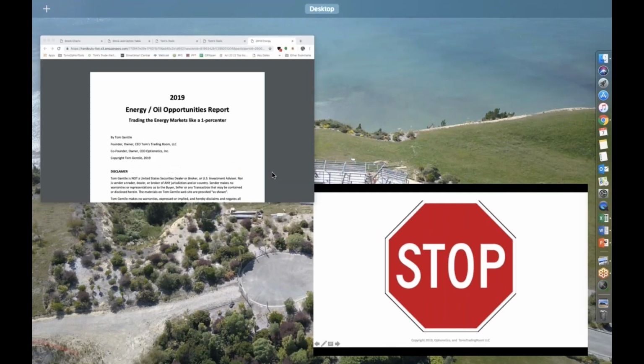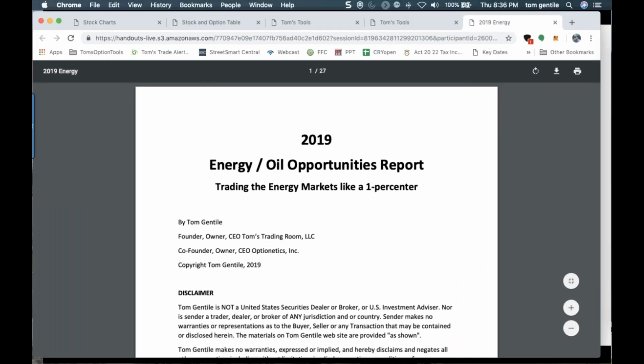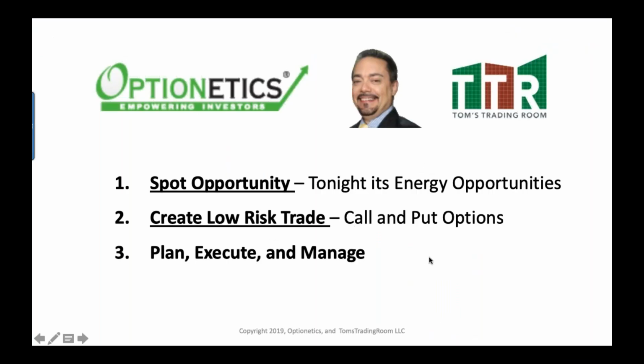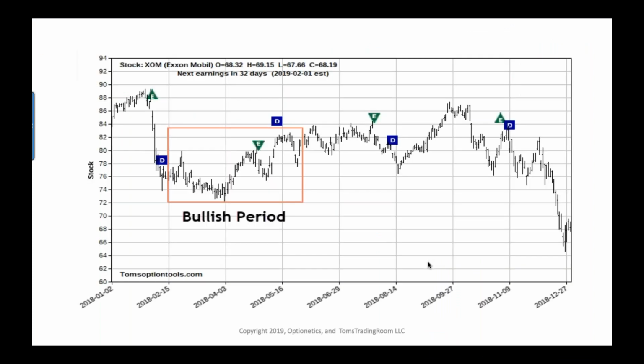So let's pop over to the tools. Oh, you know what? I've got some charts here to show you first. We'll spot the opportunity, create that low risk trade, and we'll plan, execute, and manage. Here is Exxon. This is last year between mid-February and mid-July, and it puts us from about 76 to about 84. So 76, 10% is 7.60. If we were to take 10%, that puts us up into the mid-80s area. So we could do that again with Exxon.